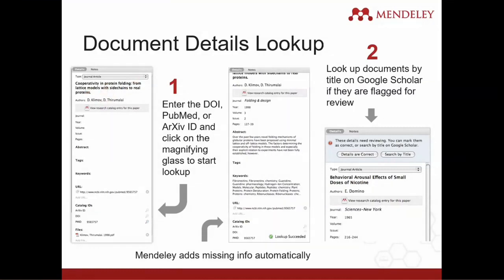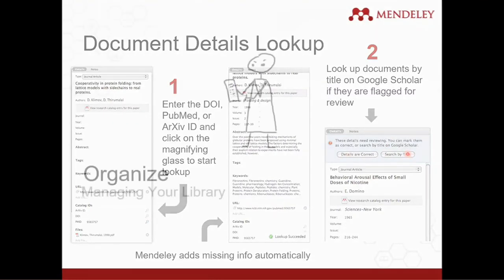Sometimes Mendeley will flag a document to review, like in this interface, which means that some of the information may be missing or incomplete. At this point, you can have Mendeley search for document details, maybe using Google Scholar, to fill in the missing fields. If the document details are correct, click this button. If you're not sure, click search by title. Keep in mind that you can edit any of these fields manually, and if you make a mistake, simply undo the changes.